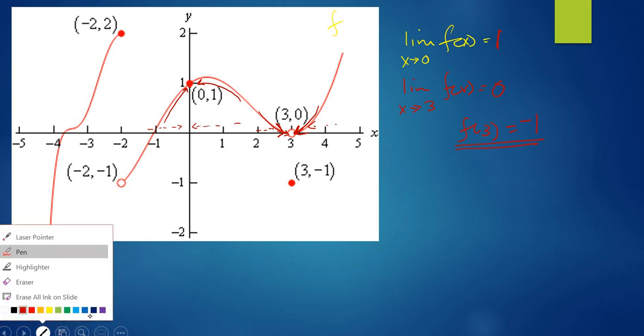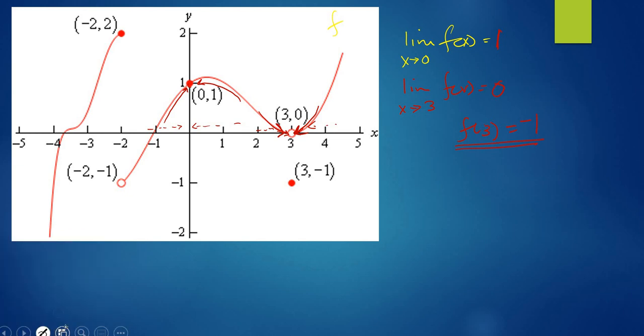Try a different color again. These colors are not showing up on both the dark and the light. Let's try this one. All right, now what about the limit as x approaches -2?